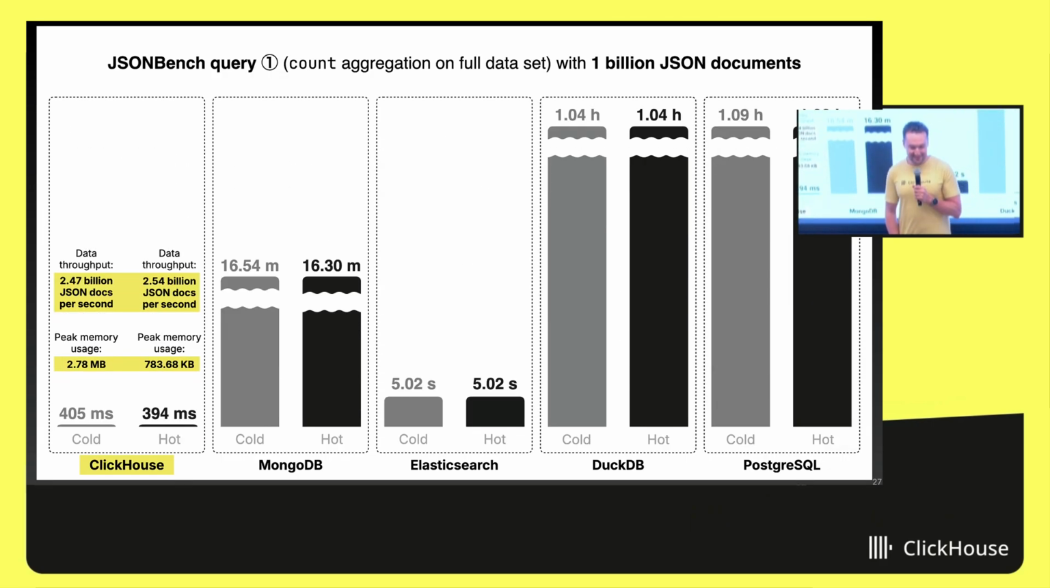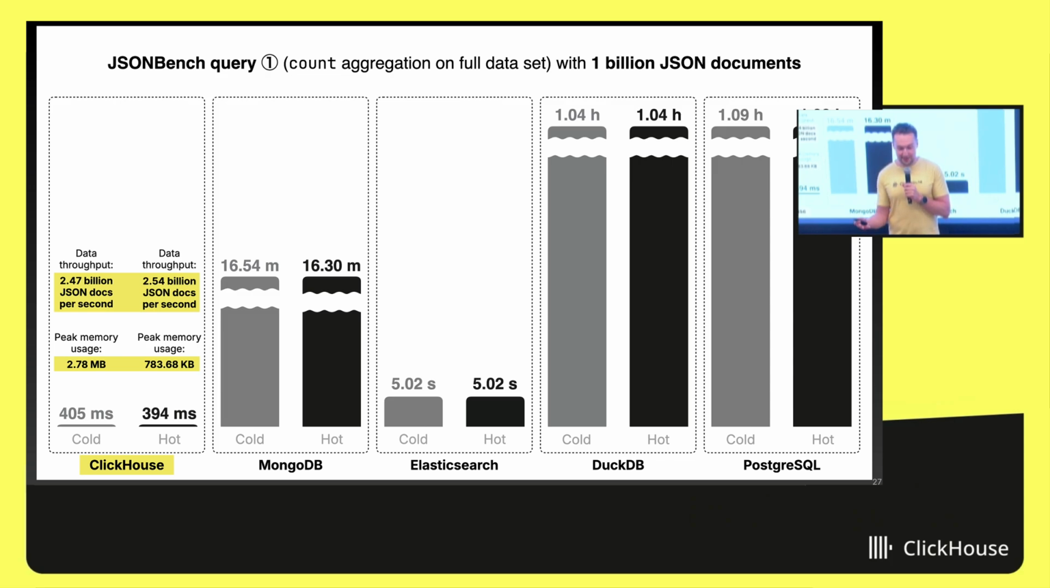Let's take a look at another comparison. Let's look at a single query among this data set that does aggregation across 1 billion JSON documents. And not only ClickHouse is the fastest with sub-second result, it also takes only less than 3 megabytes of memory to run this query. MongoDB takes 16 minutes, so I don't even want to know how much memory does it use. Elasticsearch gives the second best result, but with 5 seconds, it is like 10 times slower.